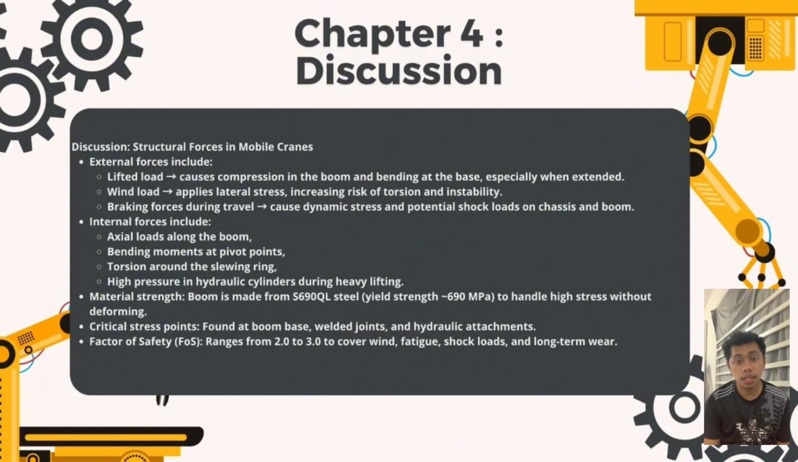The boom is made from strong steel like S690QL, which can handle stress without bending. But high stress usually builds up at the base, welds, and near hydraulic parts. Finally, the factor of safety is around 2.0 to 3.0, giving a safe margin for things like wind or repeated use. So overall, the crane design needs to handle both everyday loads and long-term wear.